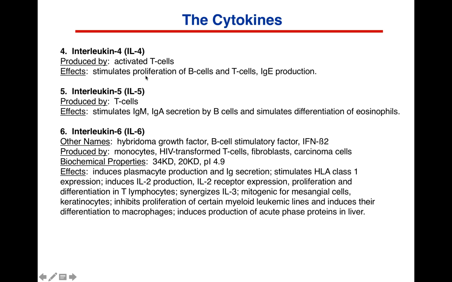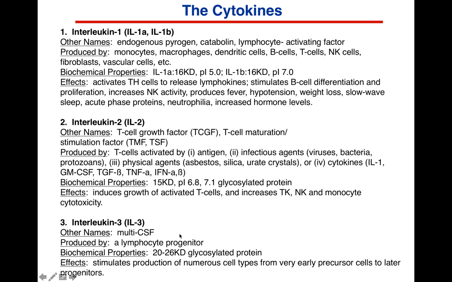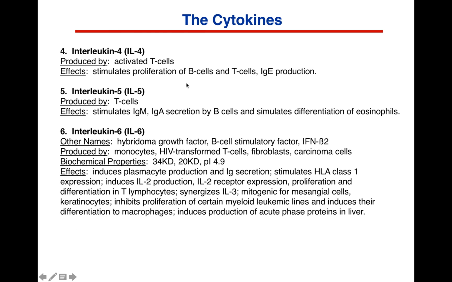Interleukin-4 is produced by activated T cells, and that stimulates proliferation of B cells and T cells. Interleukin-5 is also produced by T cells, and that stimulates IgM production and IgA secretion by B cells. It stimulates differentiation of eosinophils. I'm just giving you a flavor for some of these, that they're produced by different cells and they can have different effects. Some, like IL-1 and IL-3, can have large effects on lots of different cells, whereas IL-2, for example, and IL-4 have specific effects on specific cells.